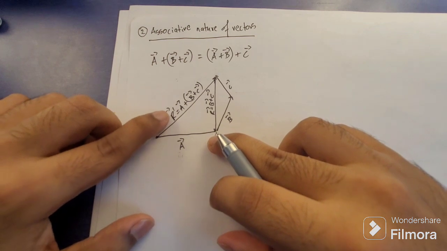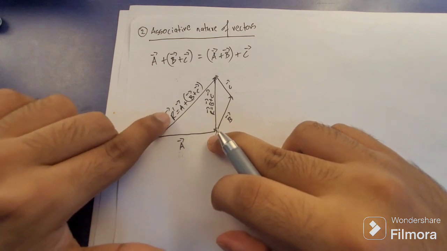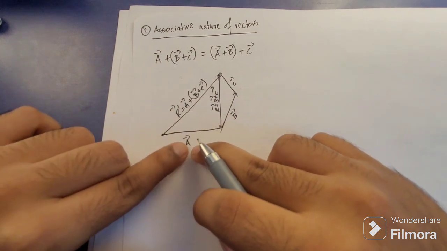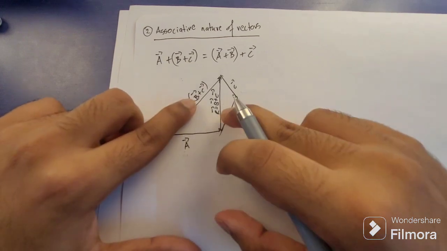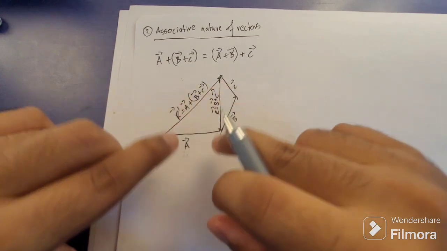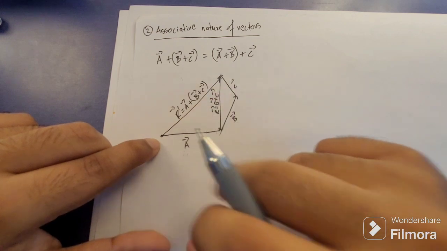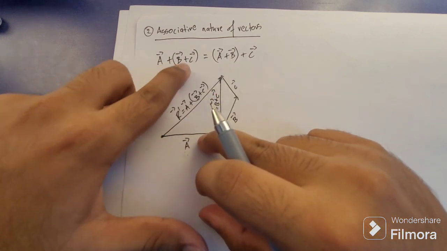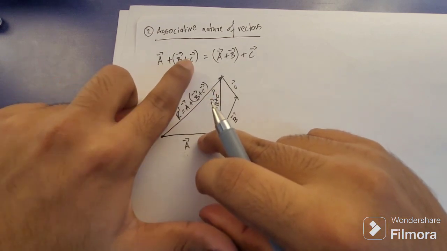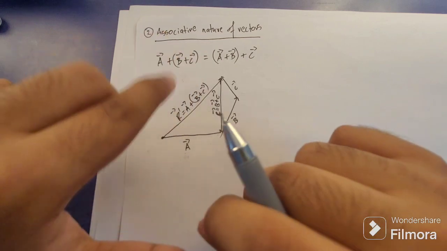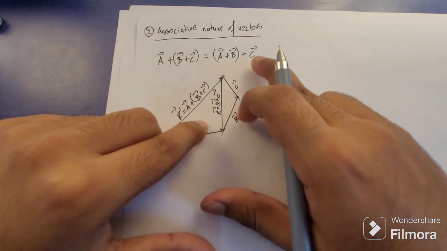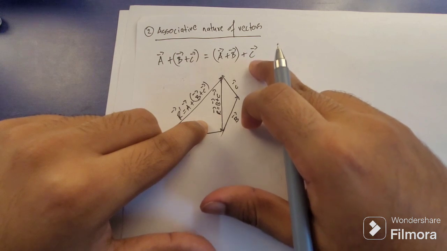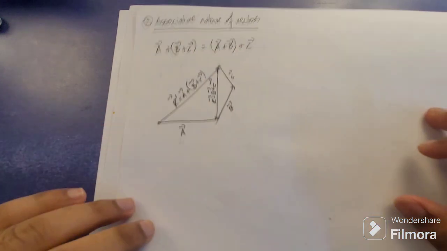So the resultant would be something like this. The final resultant vector is the sum of A vector plus the sum of B vector and C vector. So this is the final resultant vector if we added B vector and C vector first and then added their sum to A vector. Now let us also try to interpret the right hand side of this equation by again taking a representation.